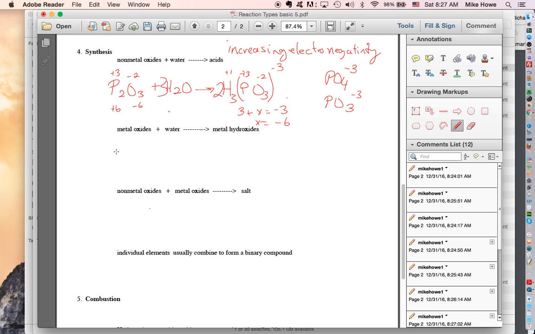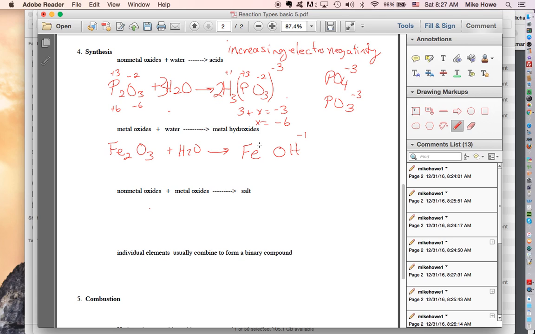Okay, for metal oxides and water, let's put a metal oxide here. Suppose it's Fe2O3. Suppose you're hit with that. Plus water, H2O. And that yields a metal hydroxide. So that'd be Fe and OH. Well, we know hydroxide is -1.